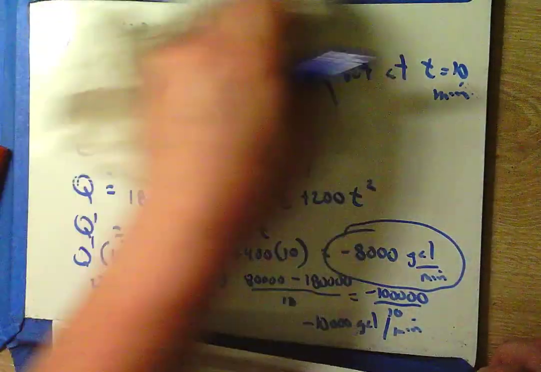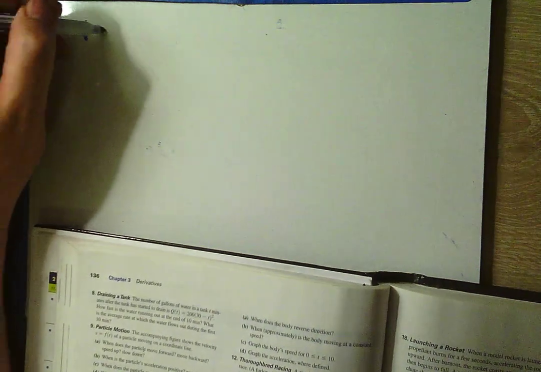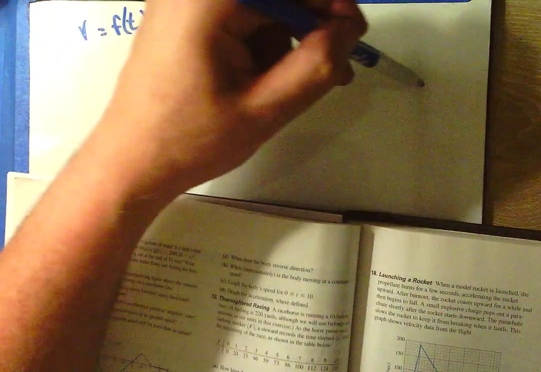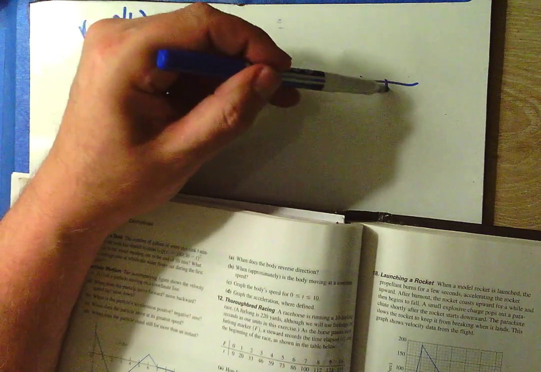Number 9. Nine comes with a picture, and the picture is a graph of V equals F of T. Here's that picture, so you can see it too. All right, so let's talk about what's happening here. This is a velocity of a particle moving on a coordinate line. When does the particle move forward? When does the particle move backward? Okay, so I think I'm just going to graph this, because I'm going to need 1, 2, 3, 4, 5, 6, 7, 8, 9.